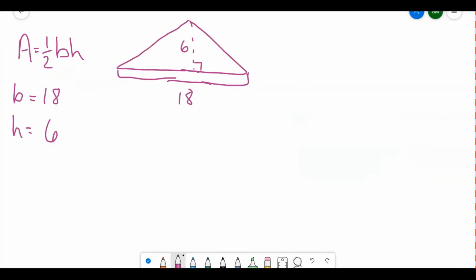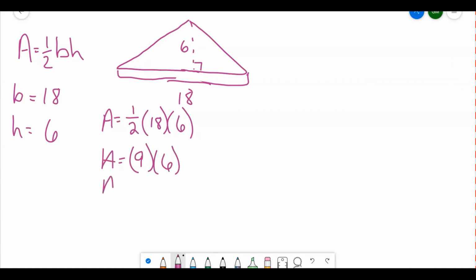Okay, so on our triangle, we have a base of 18 and a height of 6. So area equals 1/2 times 18 times 6. And we can go ahead and multiply straight through. So 1/2 times 18 is 9, times 6 is 54. So some of you would rather write the formula as such, where area is equal to base times height divided by 2. That's the same thing.